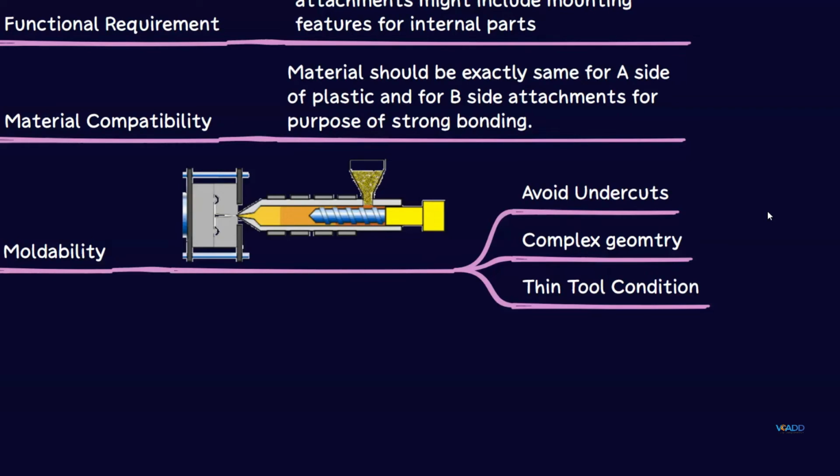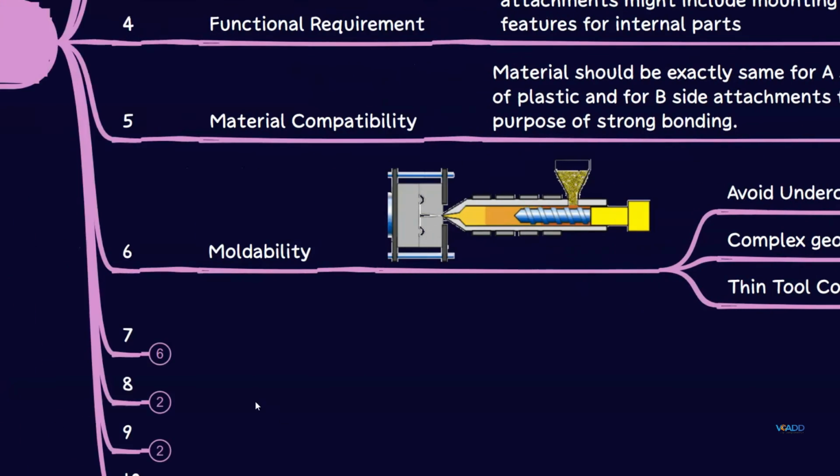If you are creating the B-side features, check whether it is feasible in the main tooling direction. And avoid thin tool conditions. That means if your feature is too thin, it is very difficult to manufacture, and if it is manufactured, it is not durable. So you have to consider moldability also while creating the features.